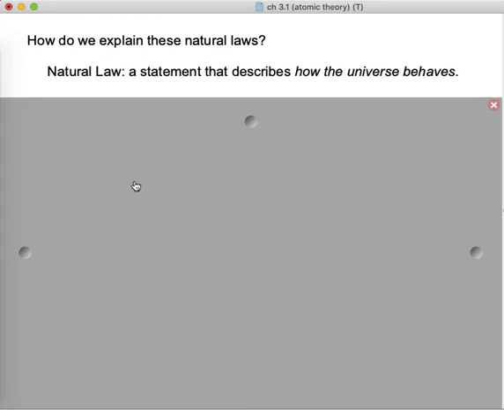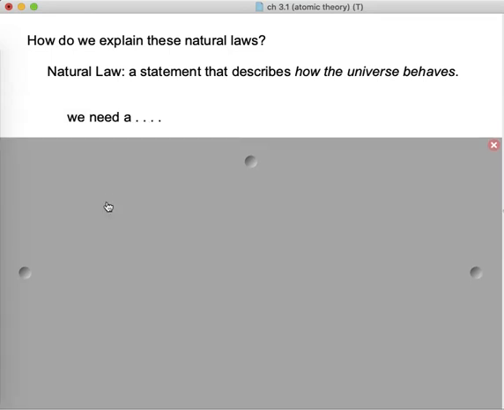Now, how do we explain these natural laws? Remember, a natural law is just a statement of how the world works. We observe the same thing over and over and over, no matter how many times we try, and we always see the same thing. Okay? That's what a natural law is. A natural law, however, does not contain an explanation or rationale. It doesn't tell you why the universe behaves the way it does.